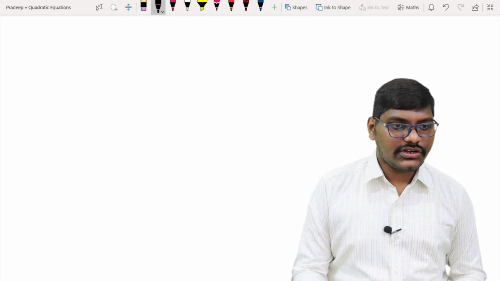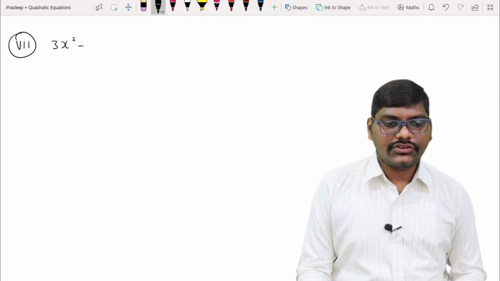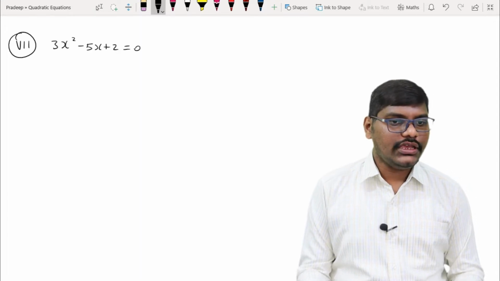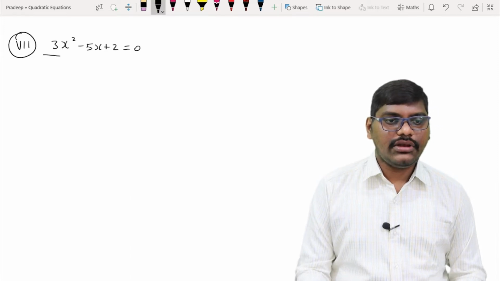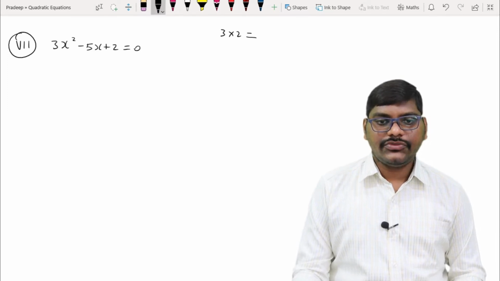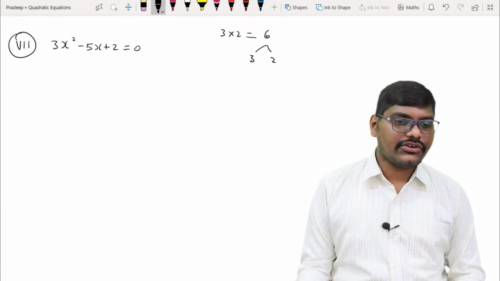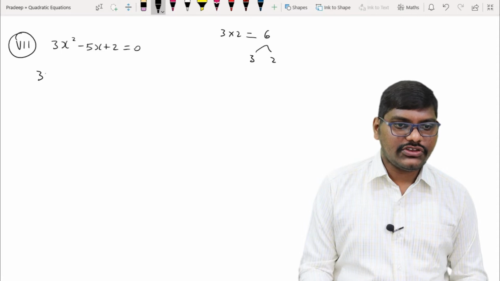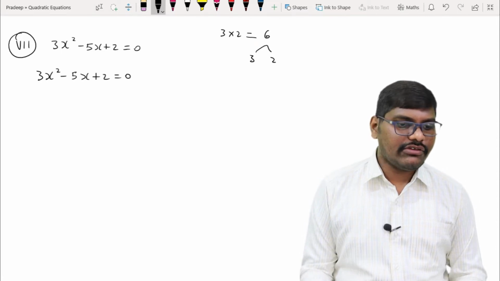Let's see the next question, that is the seventh question. The question is 3x square minus 5x plus 2 equal to 0. Okay, so this is a perfect quadratic equation. So now here the coefficient of x square is 3 and the constant is 2. So 3 into 2 is 6. So the multiples of 6, I can write 3 into 2. So the same thing, the equation is 3x square minus 5x plus 2 equal to 0.